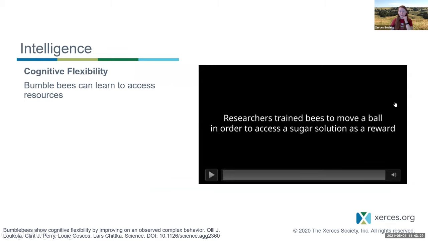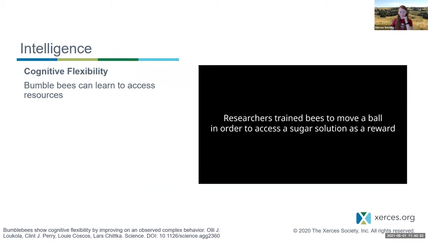The last thing is their intelligence. There's been a really cool project where researchers were able to show that bumblebees have the ability to learn and then teach their nest mates how to access rewards. We'll see if this video here plays in the next slide.